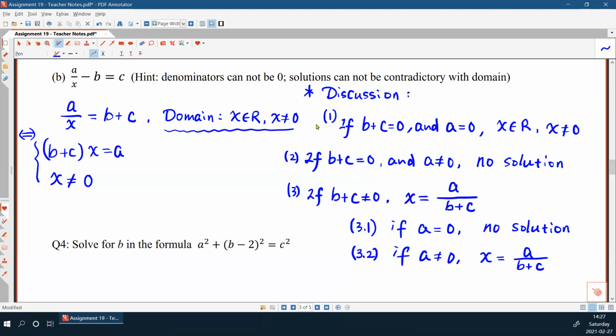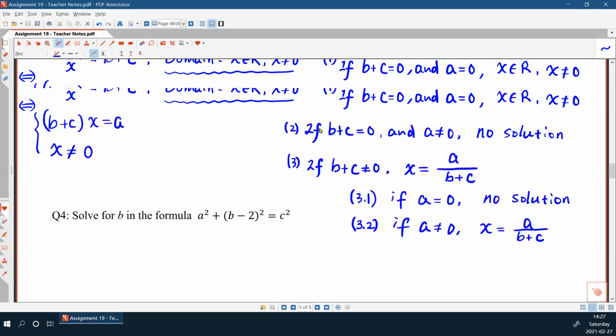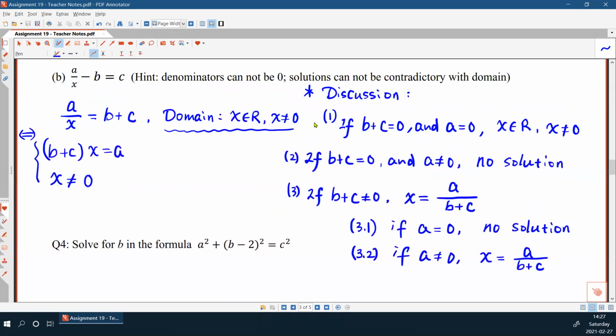This is a complete solution. If you only have x equals a over b plus c, this is incomplete because it did not consider whether the denominator is 0 or not. All right? I hope you can understand this. Any questions? No?